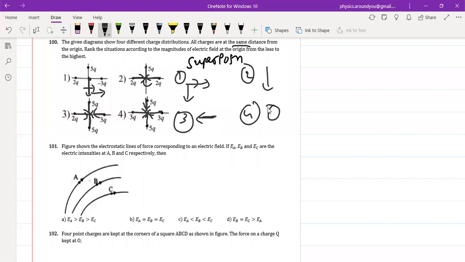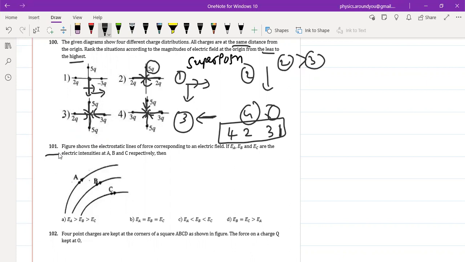So which one of them from the least to highest? Which is the least? Of course, 4 is the least. Which is the highest? Of course, 1 is the highest. Between 2 and 3, which is greater? Let's go to 2. In 2, the charge which is producing the field is only 5q. But here, if you take the net charge, it is only q. 3q and 2q are acting in the opposite direction. So net effect will be only due to q. So therefore, field 2 will be higher than the third field. Therefore, 4, 2, 3, 1 is the answer. That is question number 100.